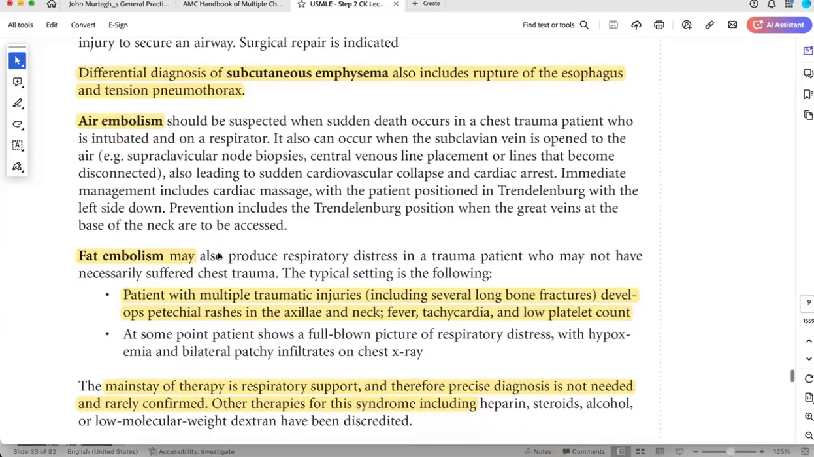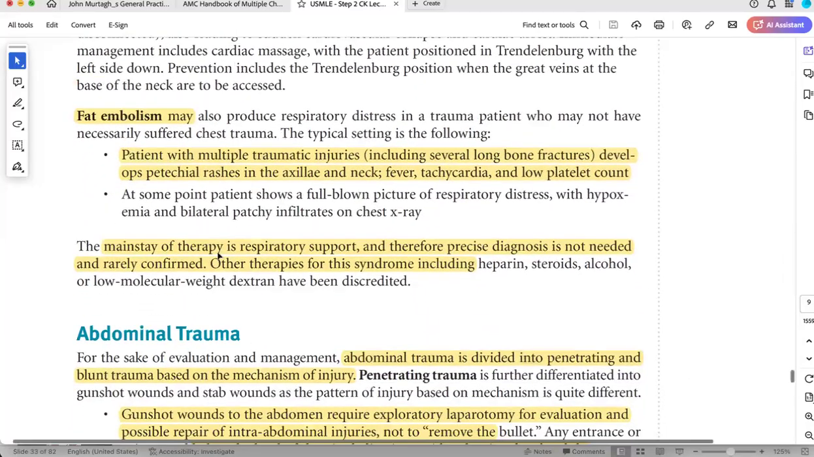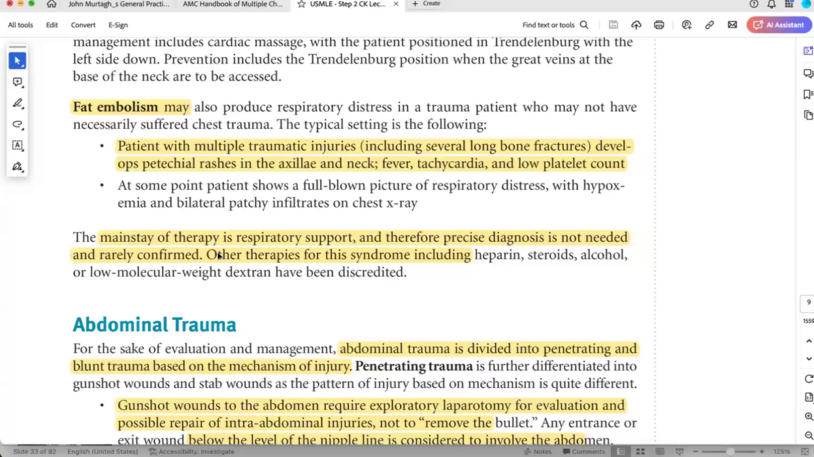Fat embolism. Many times fat embolism will be there in the exam. So what will you do if a patient has a suspected fat embolism, and when would we suspect it? Fat embolism is common in patients who suffer from multiple traumatic injuries, especially of the lower leg. So if a patient has multiple comminuted fractures of the lower limb, like the tibia and fibula, that patient usually has a risk of fat embolism.